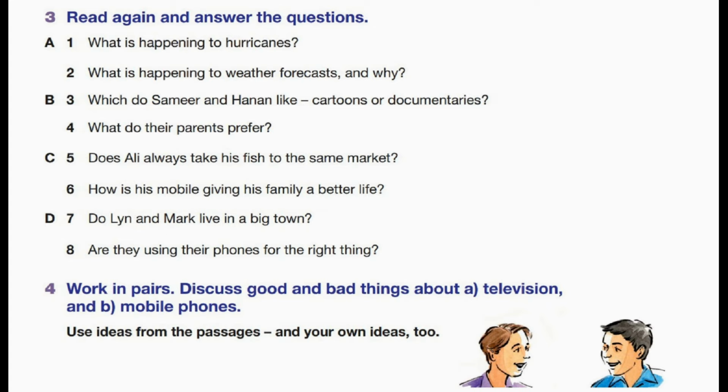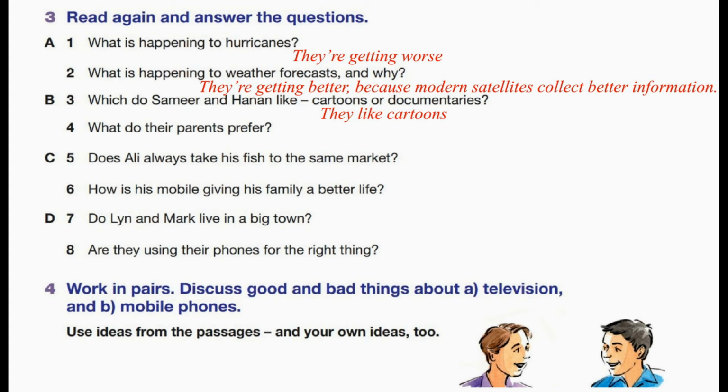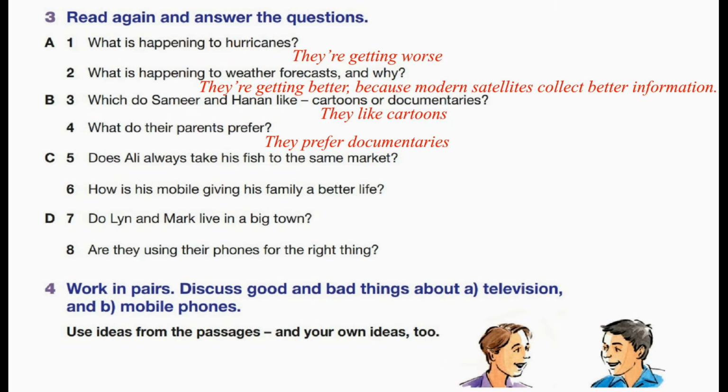Read again and answer the questions. 1. What is happening to hurricanes? They're getting worse. 2. What is happening to weather forecasts, and why? They're getting better, because modern satellites collect better information. 3. Which do Samir and Hanan like, cartoons or documentaries? They like cartoons. 4. What do their parents prefer? They prefer documentaries.